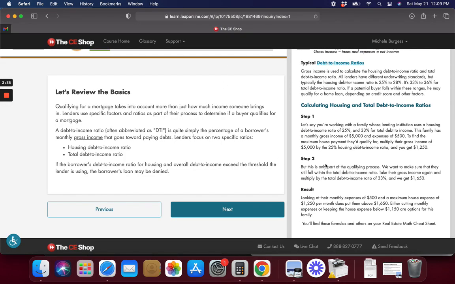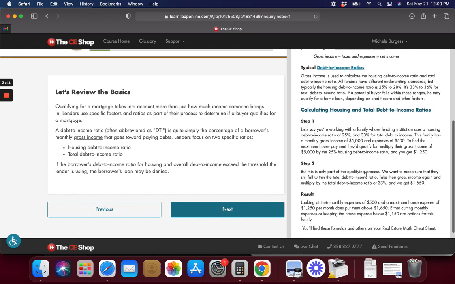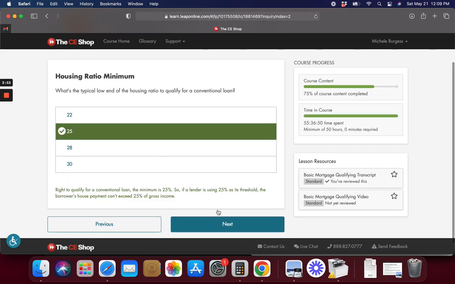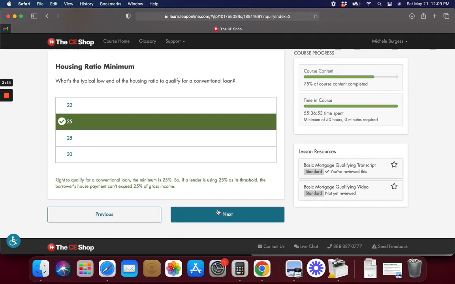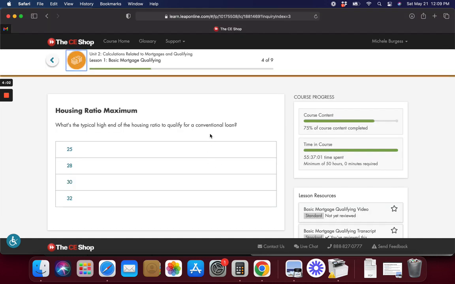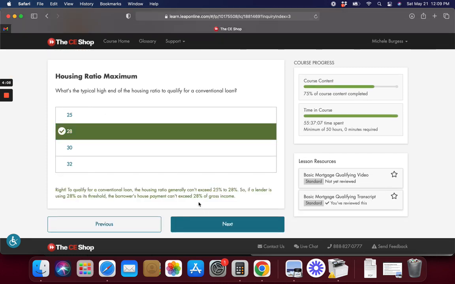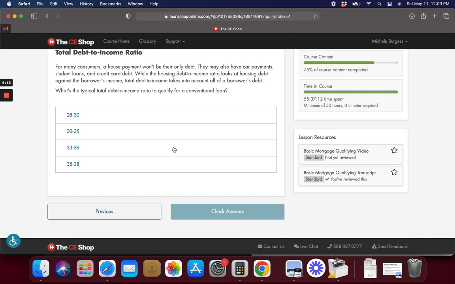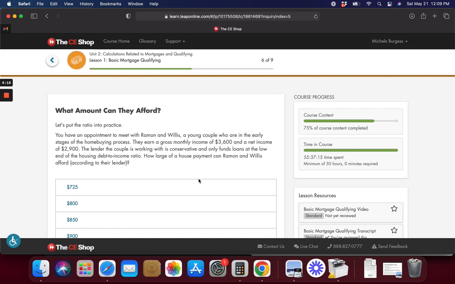Because the last unit exam had a lot of math, they're giving you a lot of examples here. What is the typical low end of the housing ratio to qualify for conventional? I want to say 25, or is it 28? Yeah, 25 is the threshold. The house payment cannot exceed 25% of your gross income. What's the typical high end of the housing ratio to qualify? 28% is the high end. Total debt-to-income ratio, I want to say, is 33 from that video.